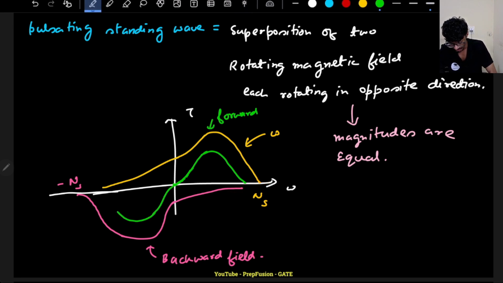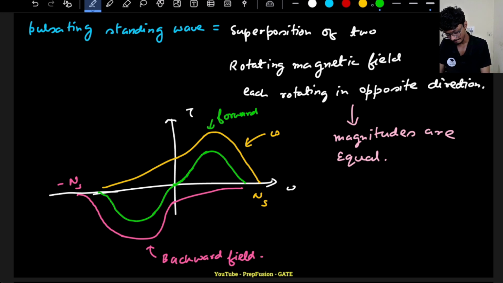Like this motor can rotate in both directions, either forward or backward, depending on which direction I'm giving the starting torque, right? That is the important portion. If I'm giving a starting torque in the clockwise direction, it will rotate in the clockwise direction. Otherwise, if I give it a starting torque in the anti-clockwise direction, it will rotate in the anti-clockwise direction.